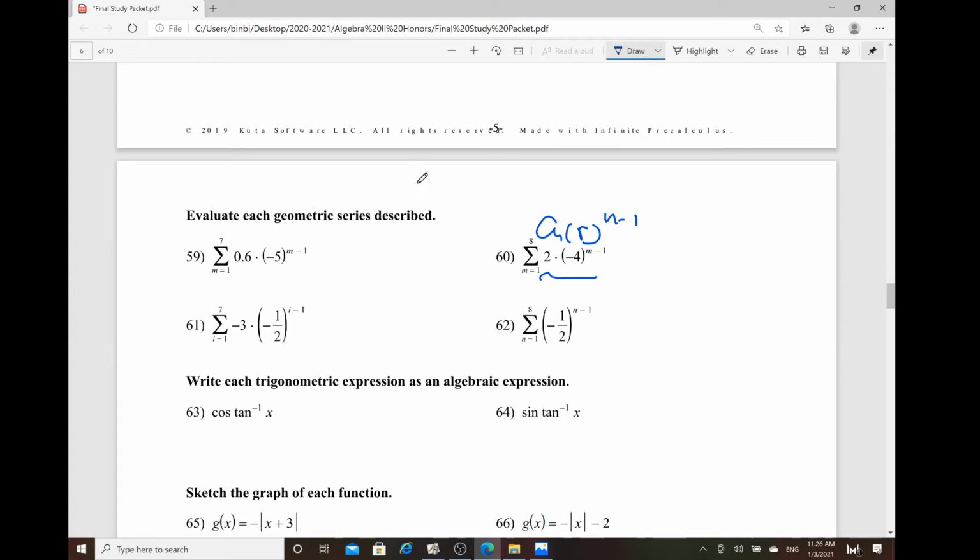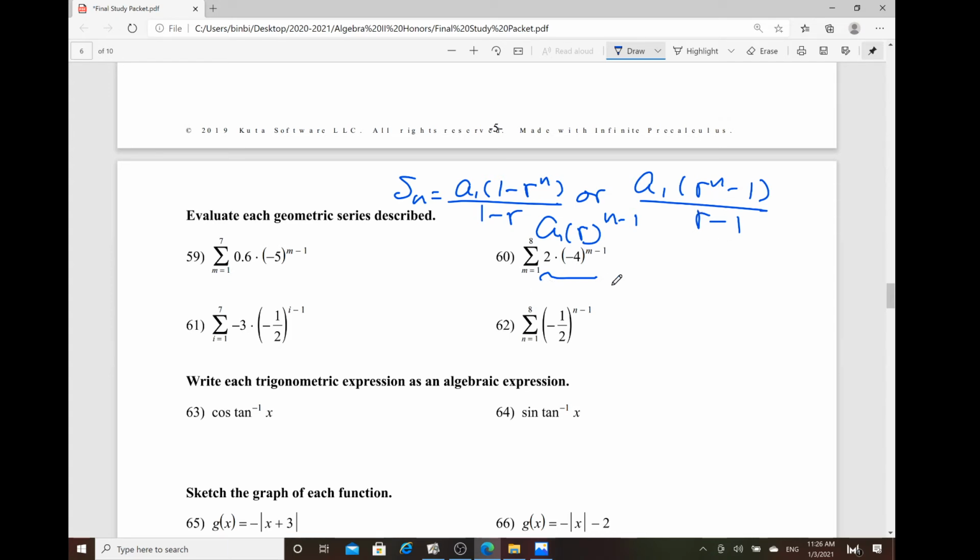So the formula for finding the sum of the geometric series is S sub n equals a sub 1 times 1 minus r to the power of n over 1 minus r. Or this one can be done by using a sub 1 times r to the power of n minus 1 over r minus 1. Depending on the value of r, if r is a fraction, it's easier to use this form. If r is a whole number, it's easier to apply the alternate form.